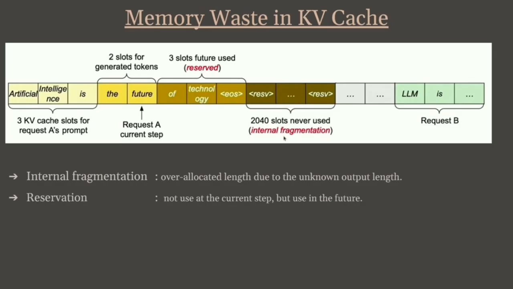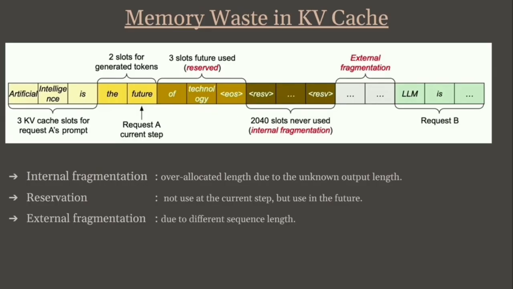And the next one is reservation. We save some space for later, but we don't use it right now. For example, if you keep a page marked, like "I might need this later", but you never use it during the step. Like we need these slots for the future maybe, but we don't need them at present, right? So when you generate the token "future", we don't need to use any of these blocks, so they will get wasted.